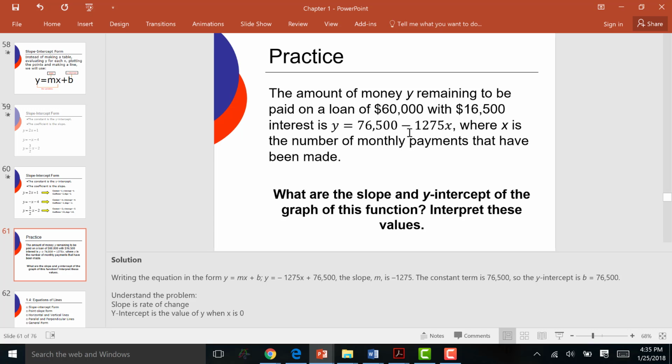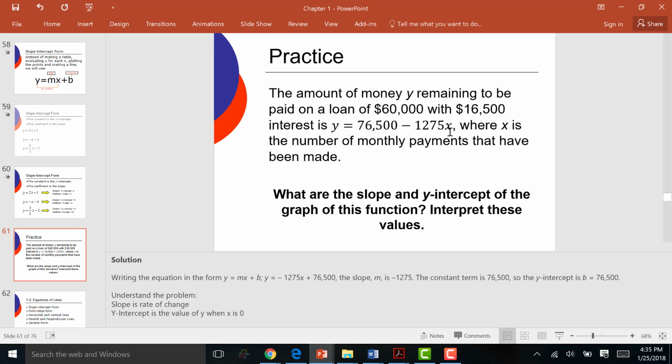$1,275 every time you make a payment. Well, guess what this X represents? The number of payments you already made. So if I made 5 payments, it's going to be 5 times $1,275. If I made 10 payments, it's going to be 10 times $1,275. You got what I'm saying?